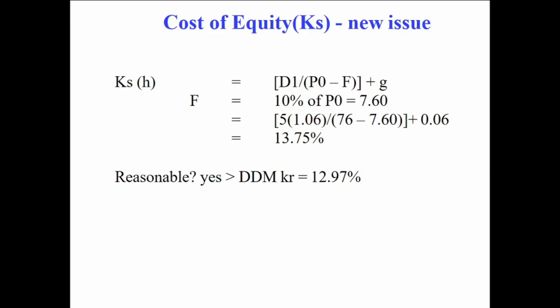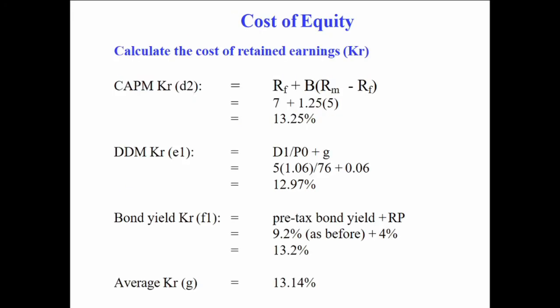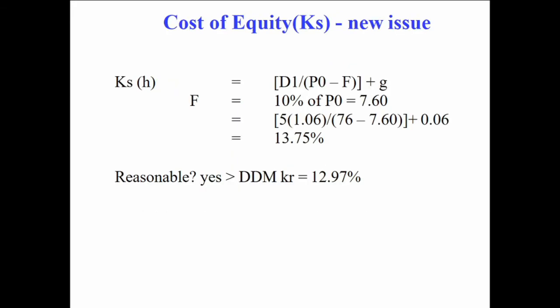As you can see, when we are calculating the cost of new equity, this cost is going to be higher than if we were determining the cost of retained earnings. And the reason for this is that there are flotation costs involved when new equity is raised. So when we compare the cost of new equity, we got 13.75%. And if we compare the cost of new equity to the cost of retained earnings, the cost of retained earnings was 12.97%. The required return for new equity is higher than the required return for retained earnings.